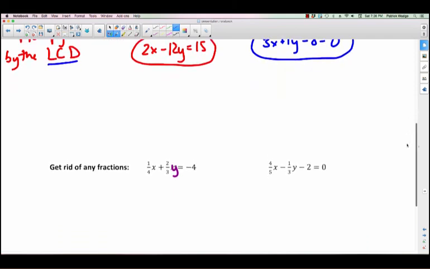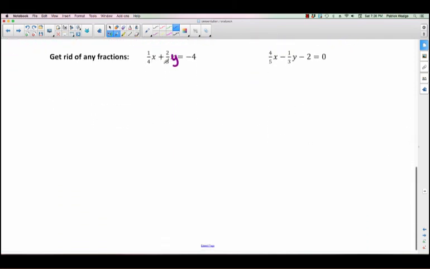Now, these last two are the same idea. The only thing is you have different denominators. You have a 4 here and a 3 here. That's okay. In this first question, what's the lowest common denominator? The lowest common denominator of 4 and 3 is 12. So what we would need to do is multiply all 3 terms by 12. And we'll know we've done it right if we can cancel out these denominators.